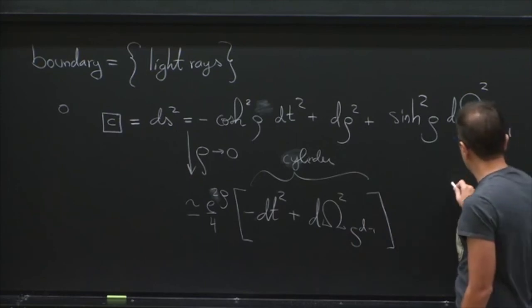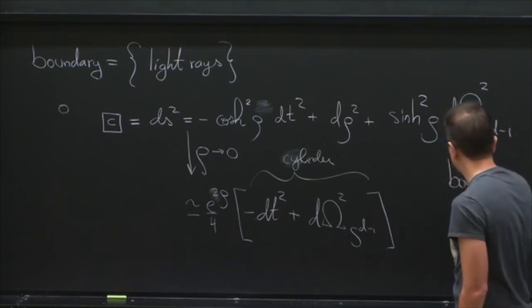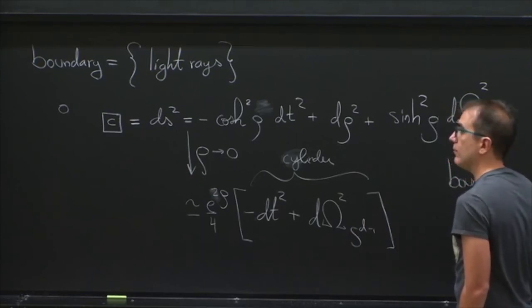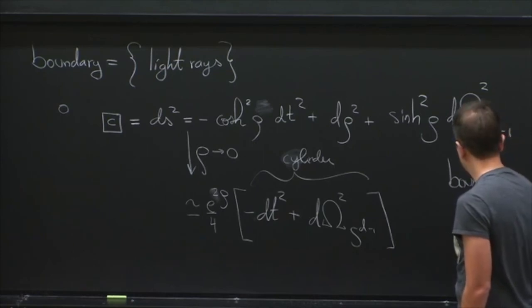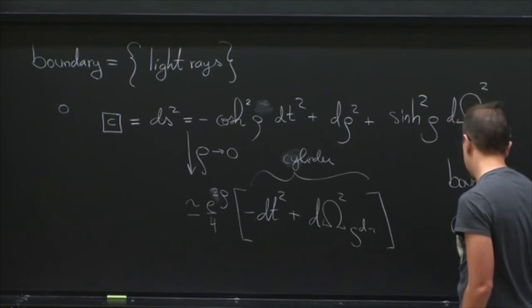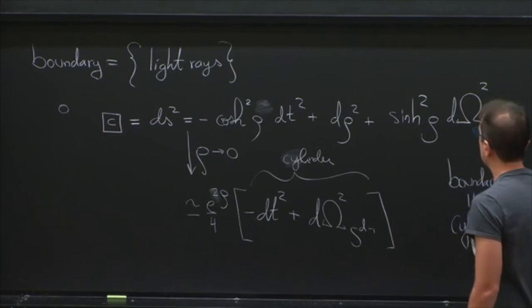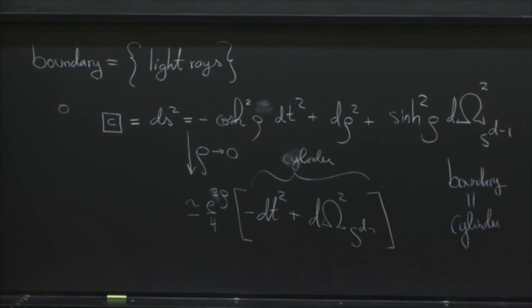And so the boundary of this space-time is a cylinder. And this space-time is d plus 1 dimensional.